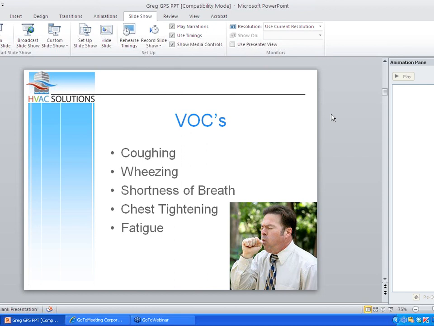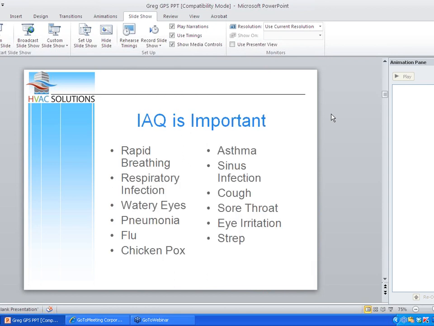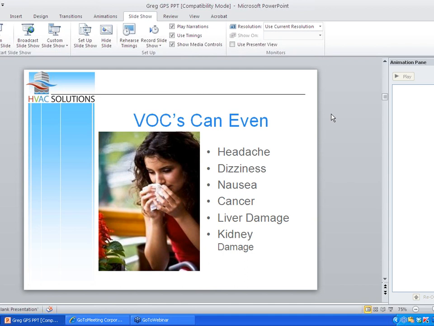And VOCs are bad news. If you look at this list here: wheezing, coughing, chest doesn't feel good, it sounds like you're sick. And VOCs can make you feel like you're sick. They can also do other things like cause sore throats, sinus infection, aggravate asthma, those types of things. And then, not to scare you, but long-term exposure or high-level exposure can cause things like cancer, liver damage, some very serious illnesses, all because of VOCs.